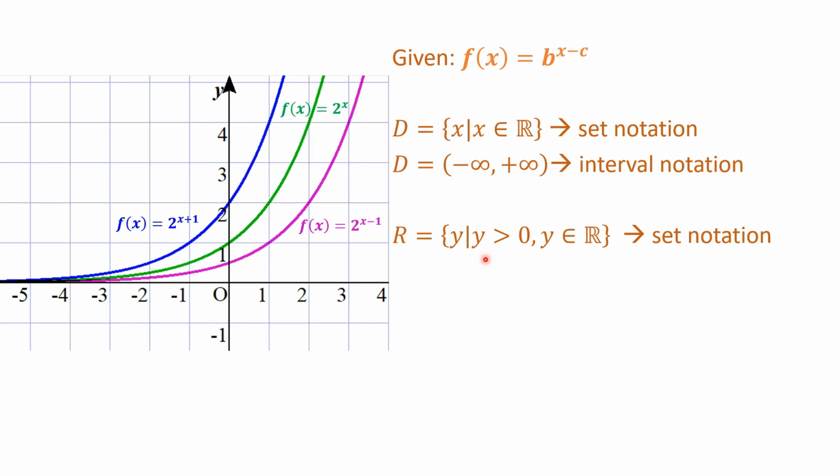Now, for the range in set notation, still y such that y is greater than 0 and y is an element of real numbers, because it takes any positive number. Although it is shifted to the left or to the right, still they take positive real numbers for y, and they cannot be 0 or any negative number. So this is still the range. Or in interval notation, that is 0 exclusive to positive infinity. So that means the value of c does not affect the domain and the range.